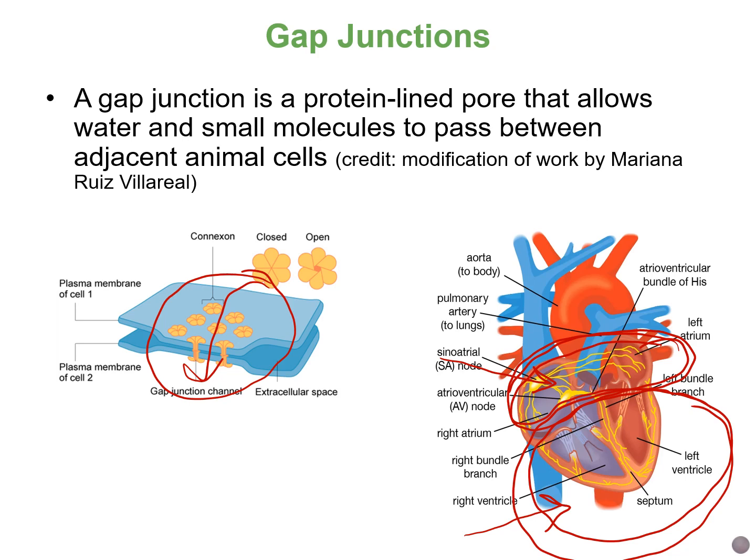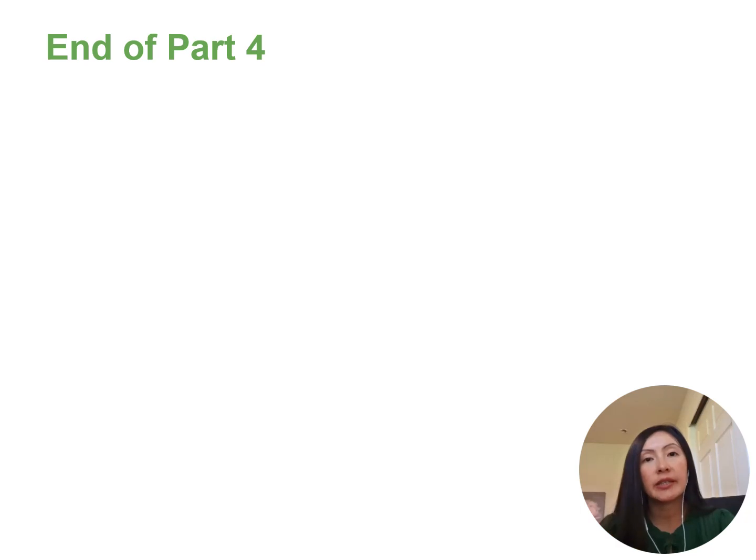The electrical signal moves to the ventricles, the communication is transmitted between cells through the gap junctions, and then the ventricles contract. All right, that takes us to the end of Chapter 4.